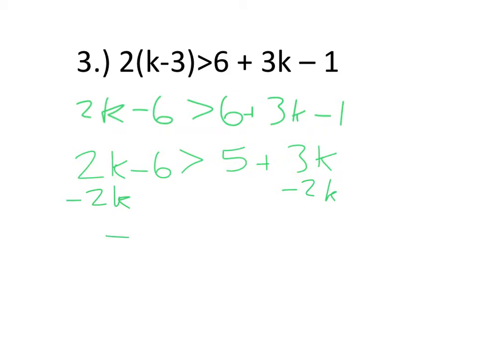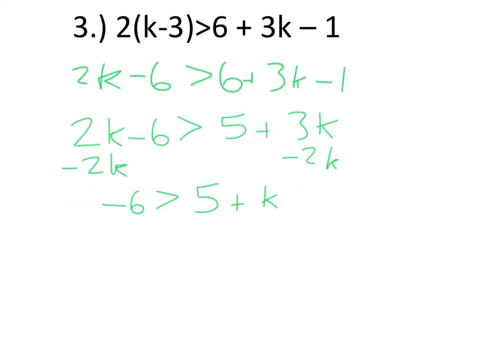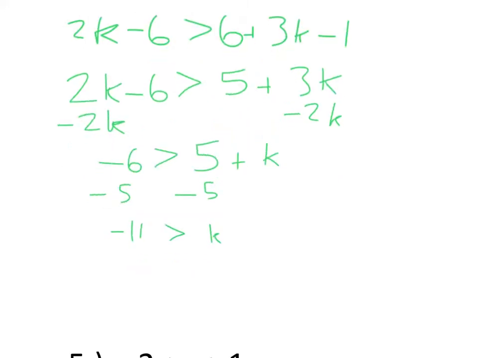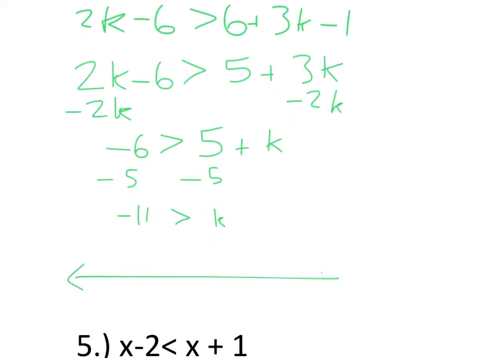and that gives me negative 6 on the left is greater than 5 plus k on the right. And then I'm going to get rid of my 5 here, so subtract 5 from both sides. And I have k is less than negative 11, aka negative 11 is greater than k. So inequality, we're going to graph it. I got negative 11, negative 12, negative 10 is on the other side. This is an open dot.